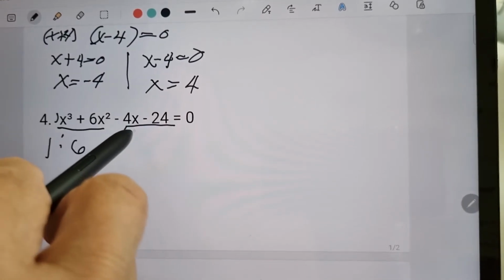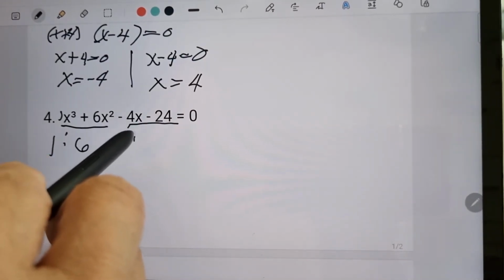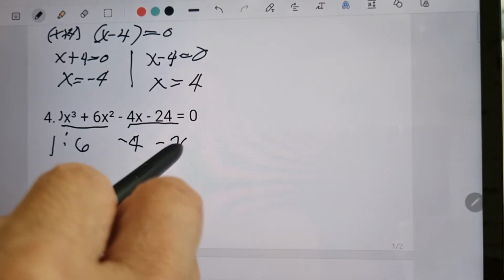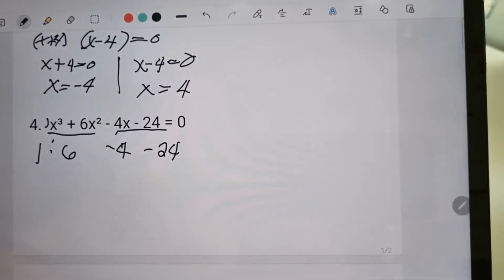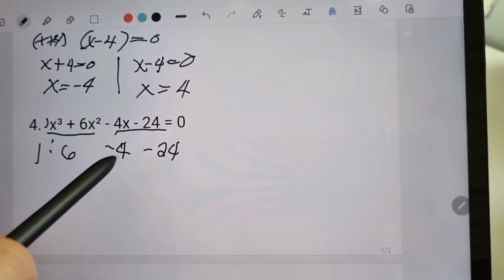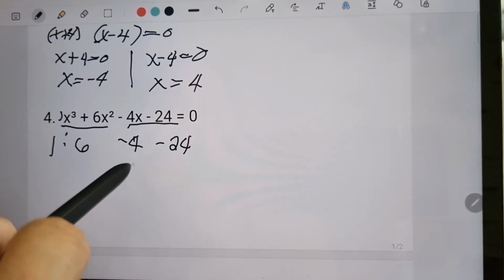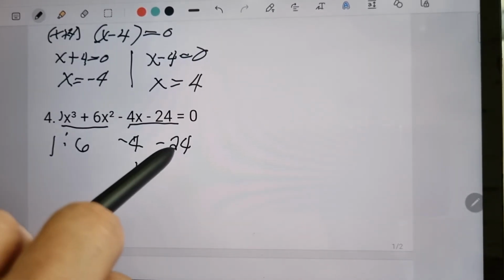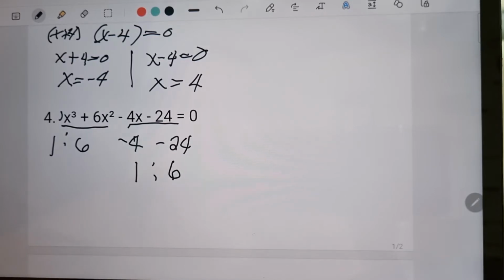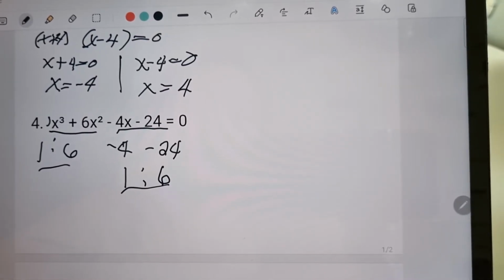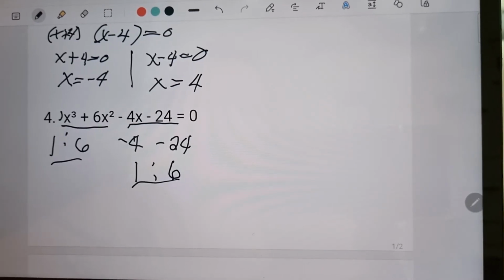Next, the third term and the last term. Get the ratio. That is negative 4 and this is negative 24. Of course, pag sinabi nating ratio, dapat naka-lowest term yan. It means negative 4 divided by negative 4, that is equal to positive 1. Negative 24 divided by negative 4, that is equal to 6. It means 1:6. So pareho ngayon ang ratio nila. I-simplify nyo dapat. Ibig sabihin, in case na pareho ang ratio ng dalawang group na yan, it means na pwede natin siyang i-factor by grouping.